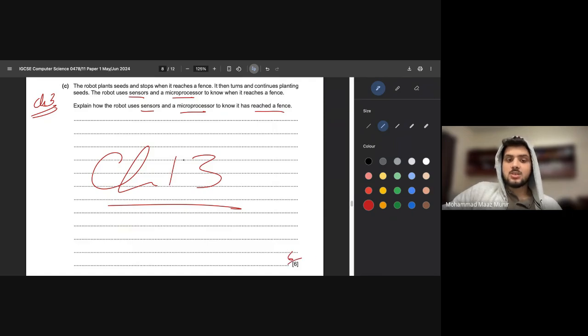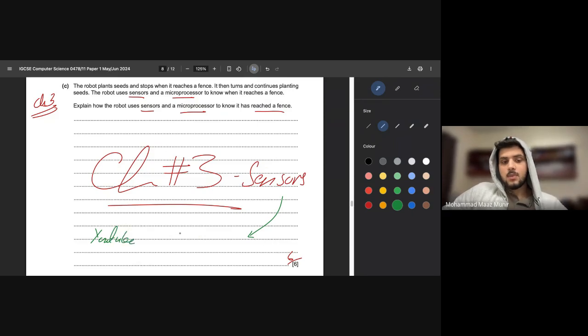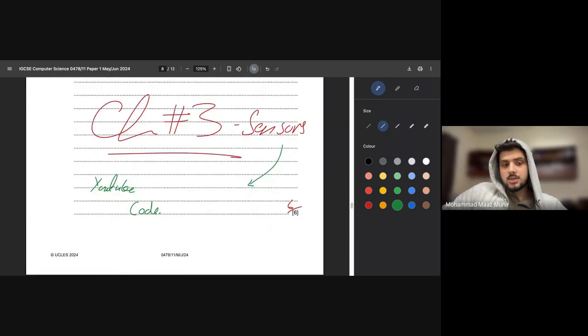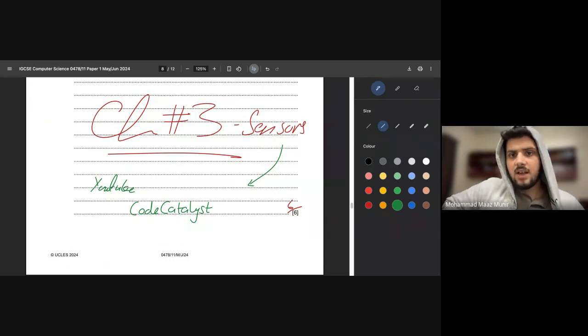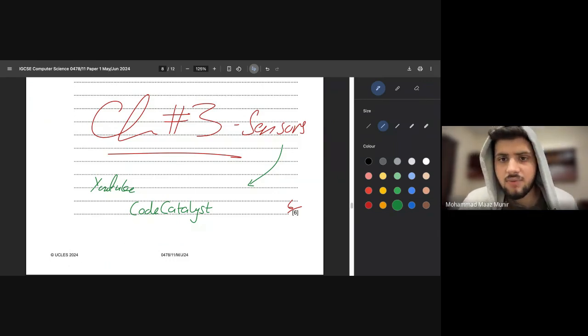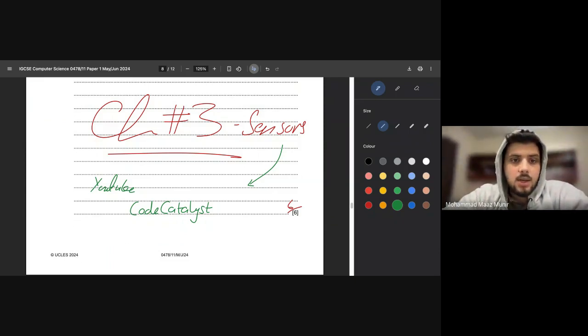But this is something which has been discussed in chapter number 3, in the topic of sensors. If you want more information about this, you can watch our YouTube video on it. You can go to YouTube and search for Code Catalyst. On our YouTube channel, we have shared all the chapter number 3 videos alongside the topical session videos. You're going to find everything uploaded there, and it will be covered very well. So with that, this question has also been completed.